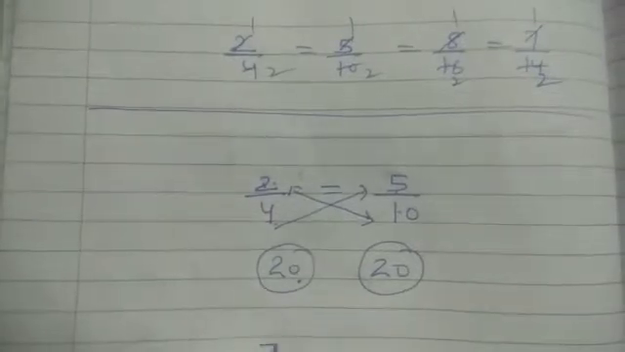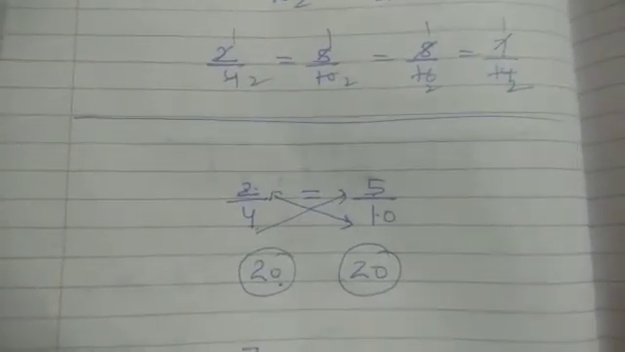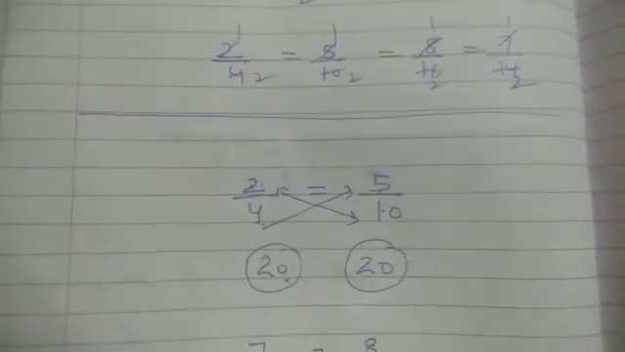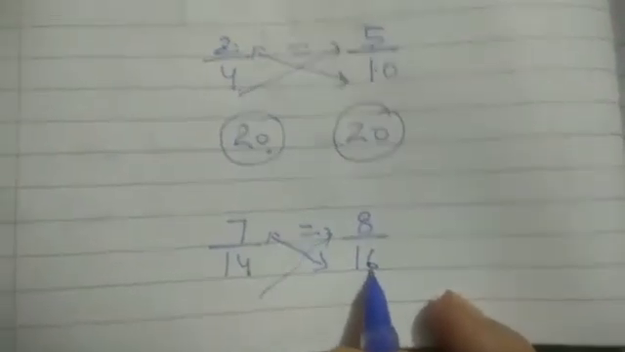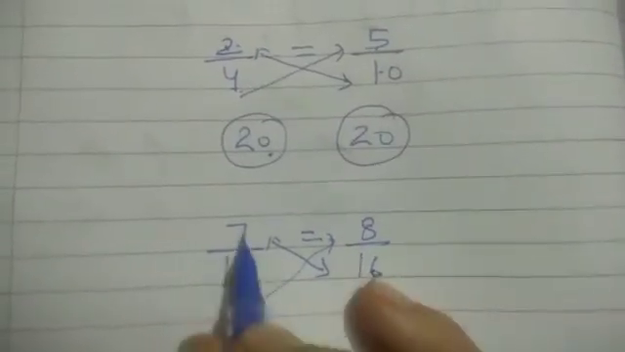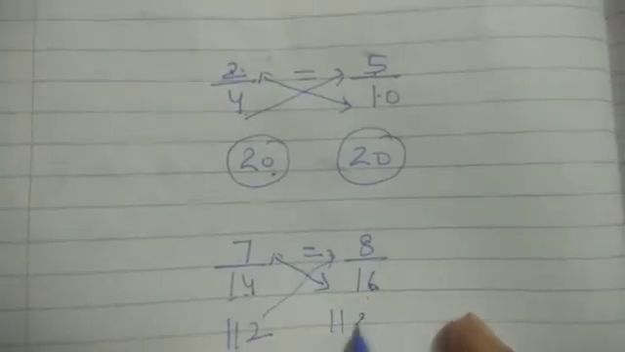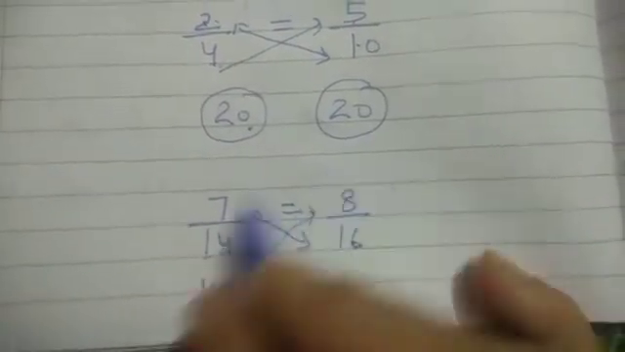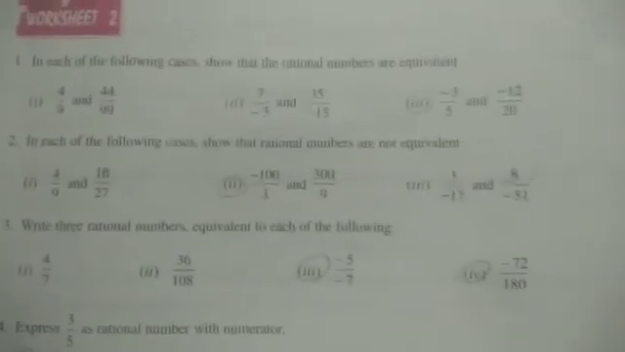Similarly, 7 upon 14 and 8 upon 16. Now cross multiply these two. 16 sevens are 112. 14 eights are 112. So their cross multiplication will always be the same. So this is the simple trick to check whether the fractions are equivalent or not. Now we will do question number 1.